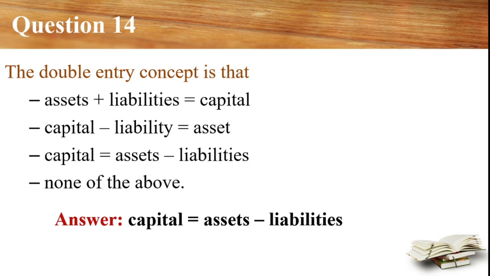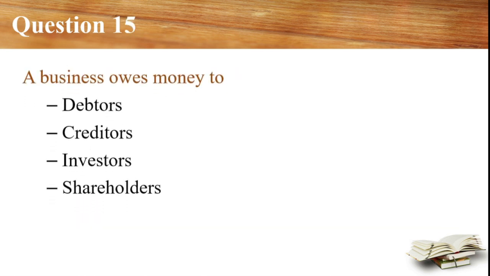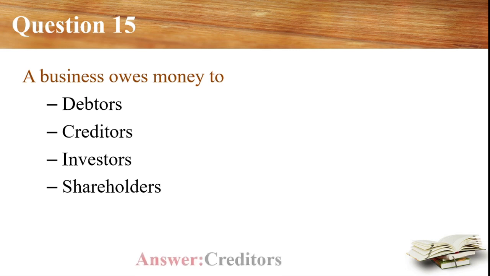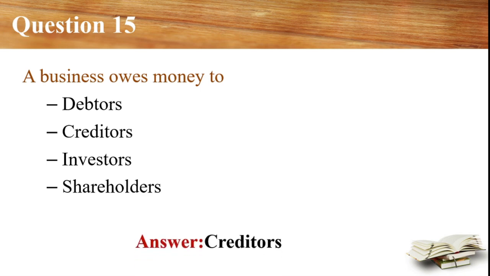Moving to the 15th question. A business owes money to: options: debtors, creditors, investors, shareholders. And the answer is creditors.